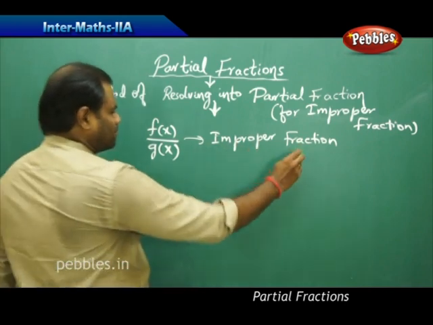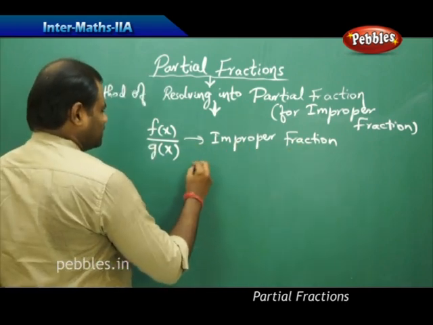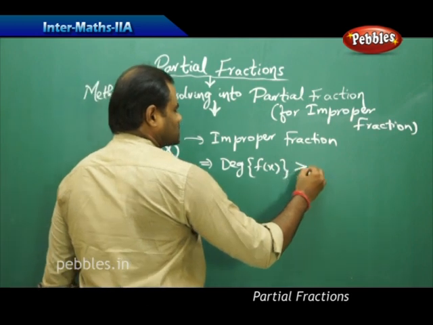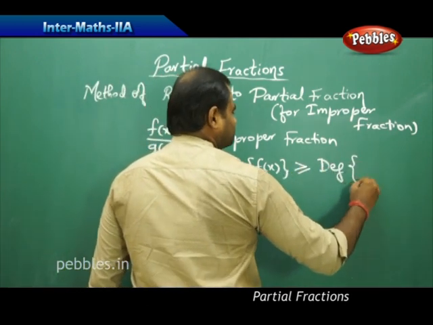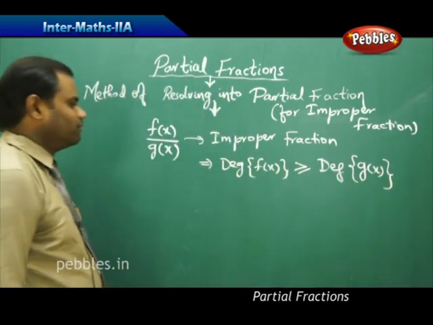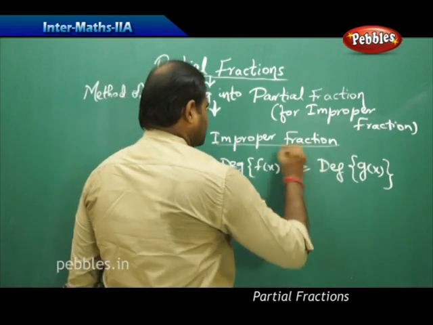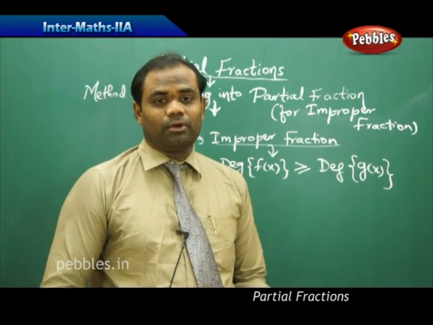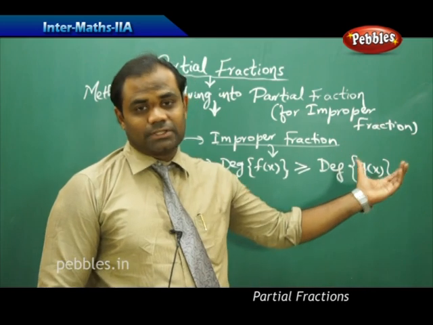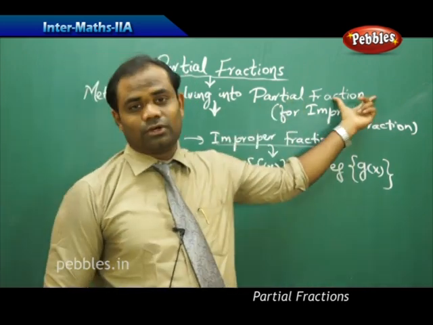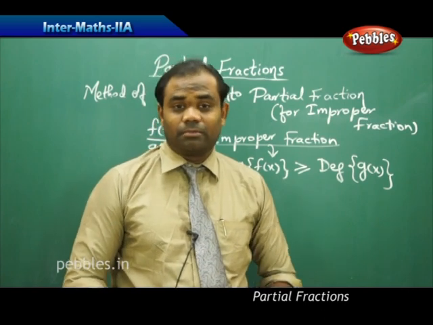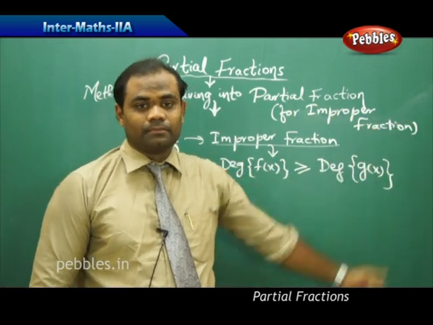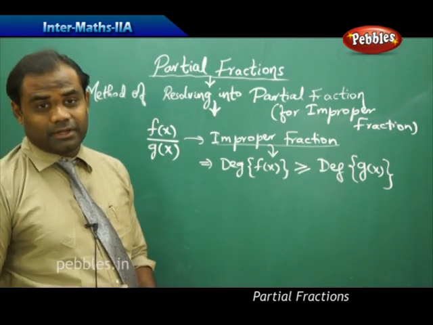So therefore, if this is an improper fraction, that implies degree of f of x will be greater than or equal to degree of g of x. This is how the definition of improper fraction leads to this property. So based on this, we decide whether the given fraction is proper or improper, and if it is a proper fraction, we use the first three rules of the previous session in order to convert or resolve into partial fractions. But if the given fraction is an improper fraction, then how do we resolve that into partial fractions is the biggest question out here. So in this case, let's see how we can resolve into partial fraction form.